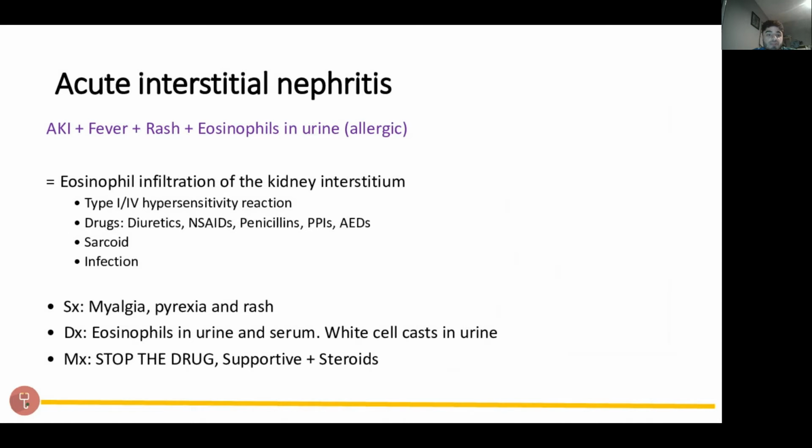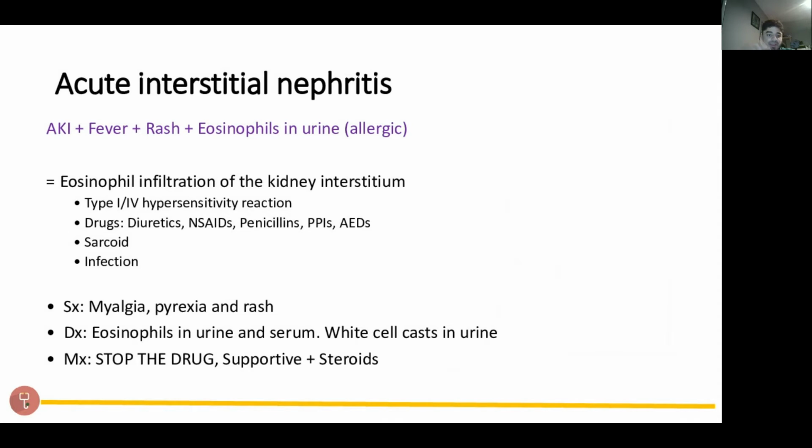Acute interstitial nephritis sounds very similar, but actually is quite different in terms of what's going on. With this one, always think an allergic reaction to the kidneys effectively, okay? And this is how it will present generally in your SBAs.